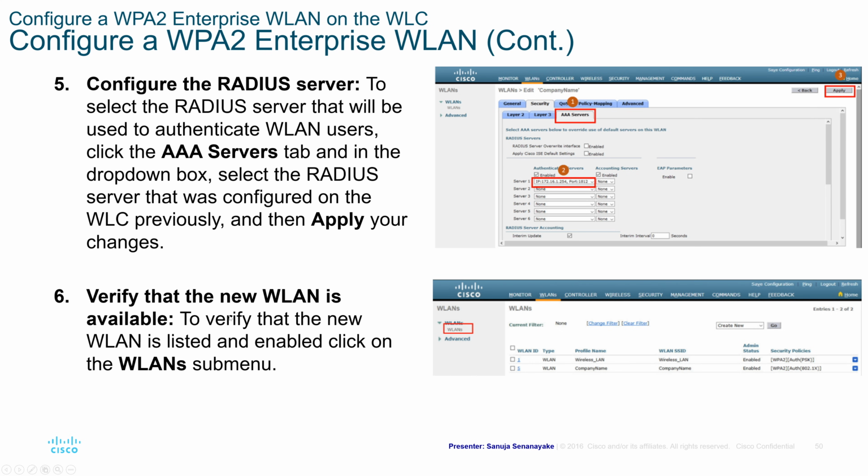Now you can verify the new WLAN is available. To verify that information, we're going to click on the WLANs submenu, and that will have the listed information we just created right here, the company name WLAN, and you see the authentication information right here with 802.1x with WPA2 in the security policy area.